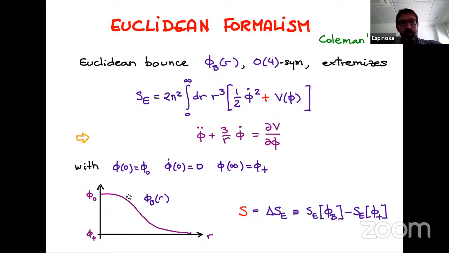So once you find this solution, then you can just plug it in the action, and the difference between the action for the bounce and the action for the false vacuum will give you the tunneling exponent that you are interested in calculating. Okay, so this is the standard way of solving this problem. All right. So now I want to present an alternative way of doing this calculation.